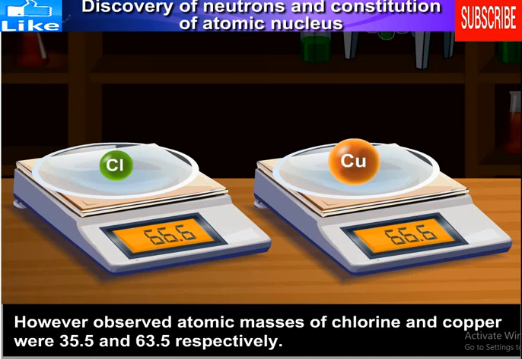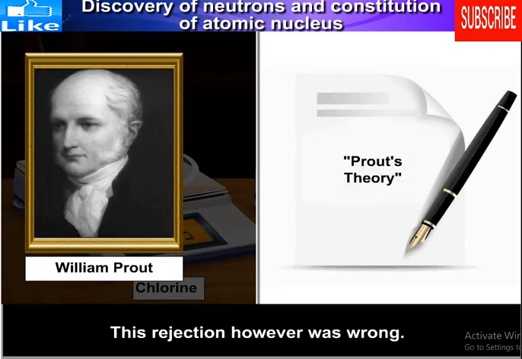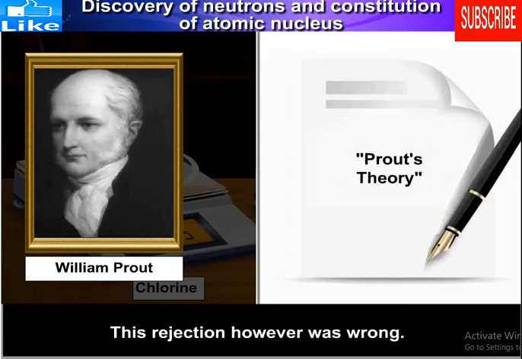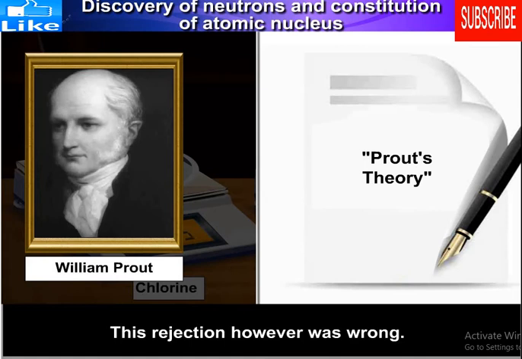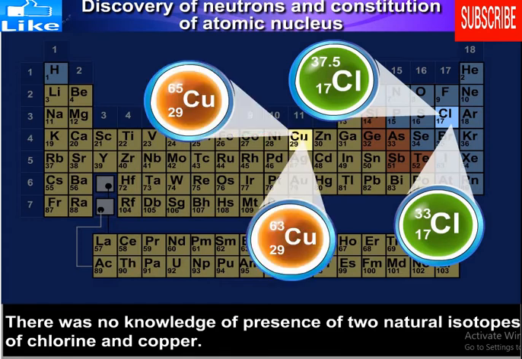However, observed atomic masses of chlorine and copper were 35.5 and 63.5 respectively. Hence, Prout's theory was rejected. This rejection, however, was wrong. There was no knowledge of presence of two natural isotopes of chlorine and copper.